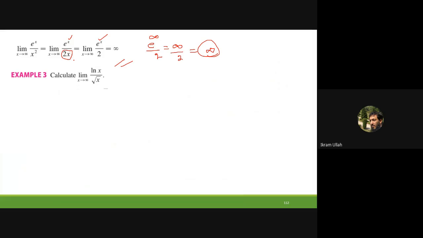Example 3: when applying infinity, ln of infinity is infinity, and the denominator is a square root function. So when x approaches infinity, this is the infinity by infinity form. So again we just use L'Hopital's rule. Example 4: find the limit when x approaches 0 of tangent x minus x divided by x cubed.